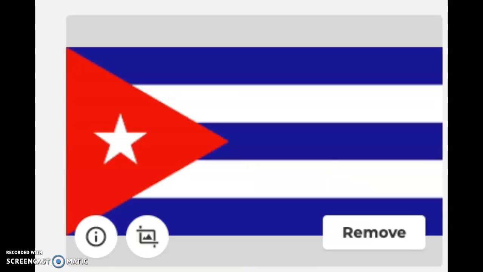Okay, next up we have the flag of Cuba. You should remember it because it looks like the American flag. And Cuba is pretty close to America. It's over close to Florida. But they don't have 50 states. They have the one. So they have the one star. Notice this one has a red triangle. Cuba, red triangle.